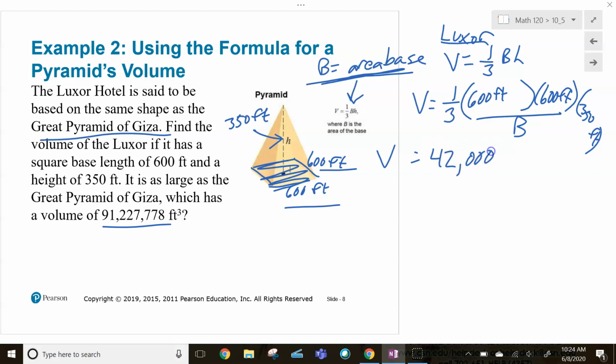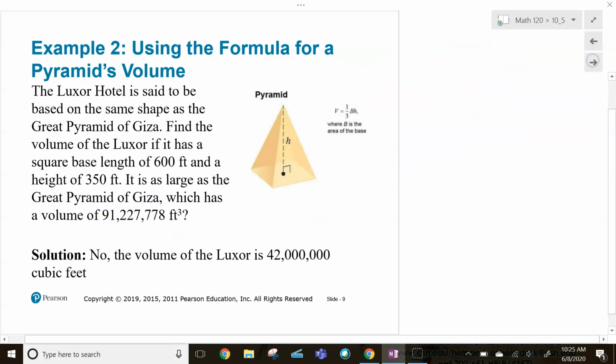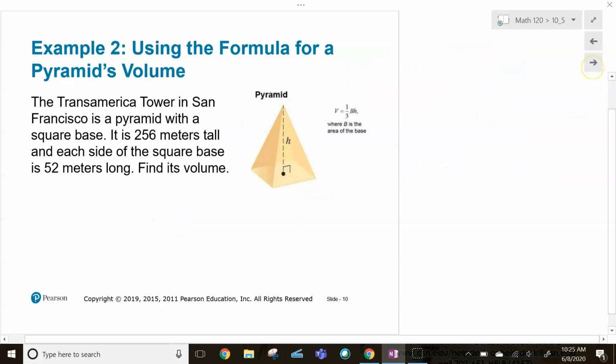42 million feet times feet times feet, cubic feet. There's the volume of the Luxor Hotel. The actual Great Pyramid of Giza, over 91 million cubic feet. So is it as big? Definitely not as big. Not even close, right? Not even half as big in terms of the volume. So that Great Pyramid of Giza, I can't imagine actually being there and actually seeing that. It must be massive.